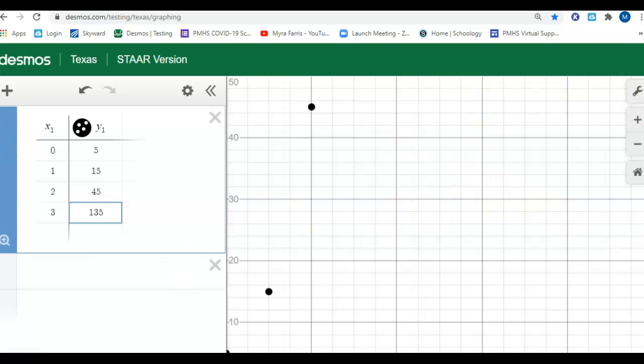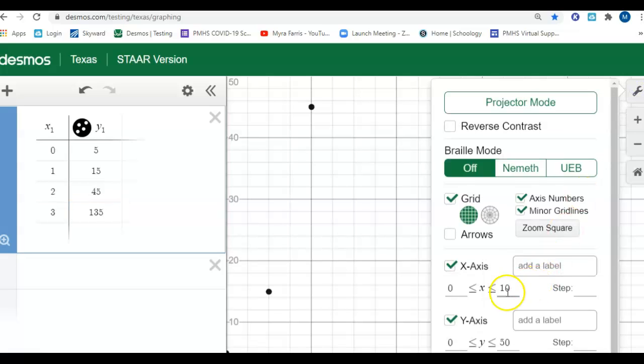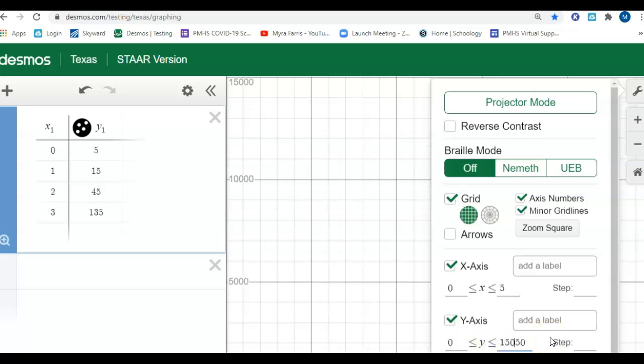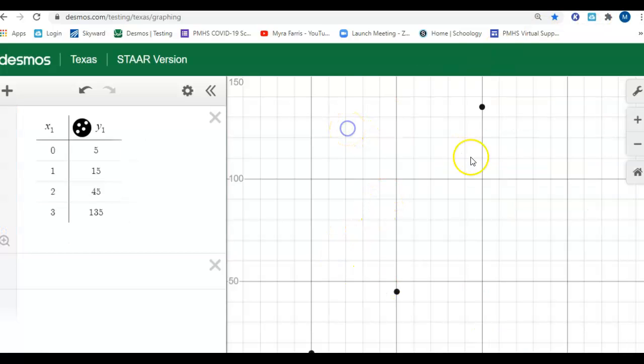If you want to see the data points, then you click on this, and my X numbers are between 0 and 5. My Y numbers go up to 135, so I might change this to 150, a little bit more than 135, so that I can see all my data points. You don't have to look at the data points. That's just if you want to see them.